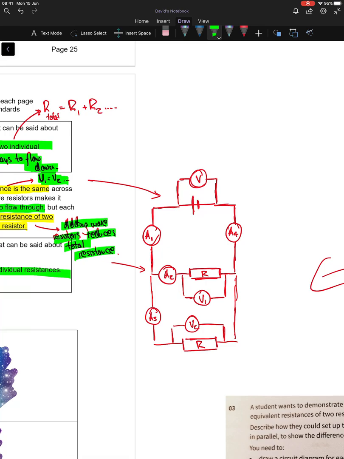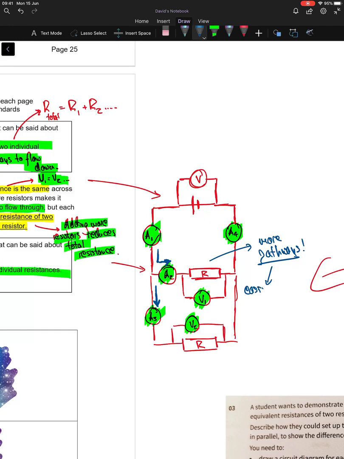So if you were to look at this circuit here, what we're saying is that for our parallel circuit, the voltage of these two is the same. The current here and here is the same, but at A2 and A3, instead of the current being the same, what happens is some of it flows down there, and some of it flows down there, which means there are more pathways.